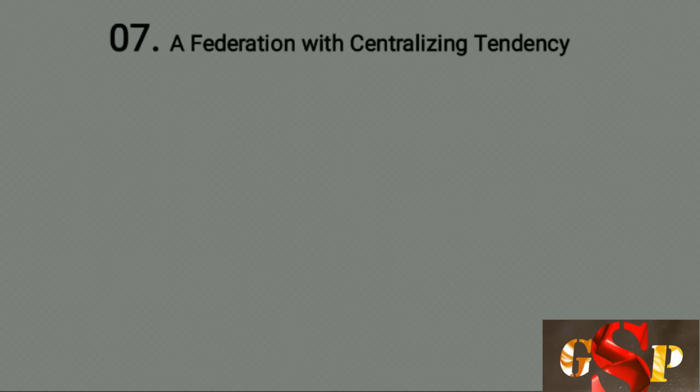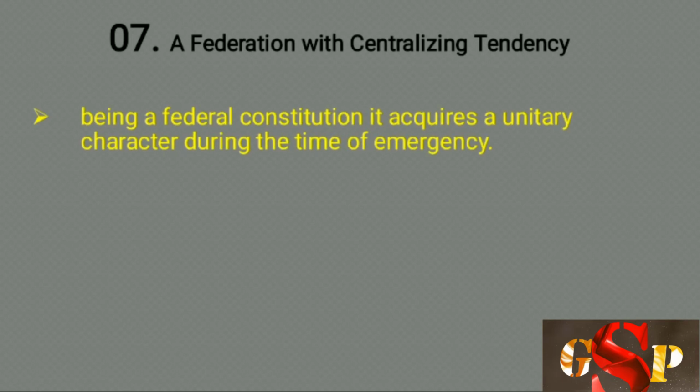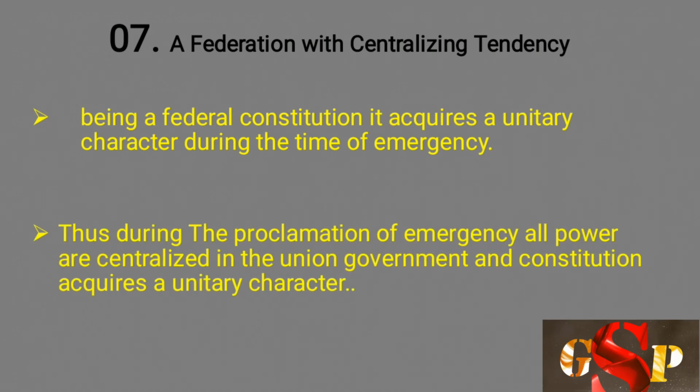That's why it is called a harmonious construction. Number 7, a federation with centralizing tendency. Being a federal constitution, it acquires a unitary character during a time of emergency. Now, the central government is treated like a father, and the state governments are treated like subjects. That's why the central government has a strong tendency of domination.